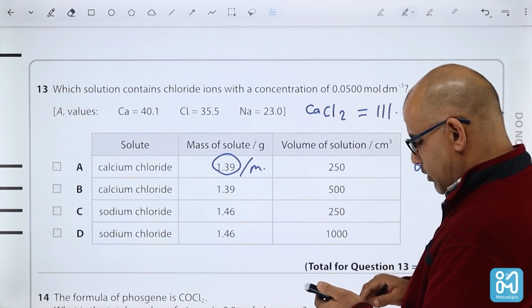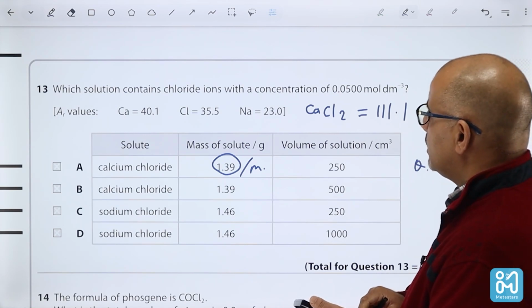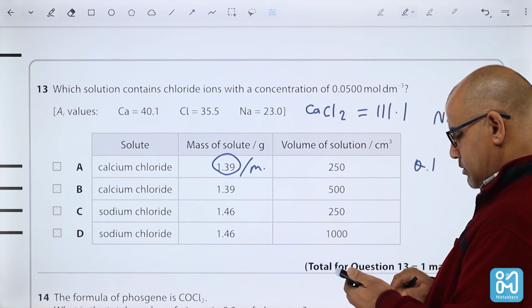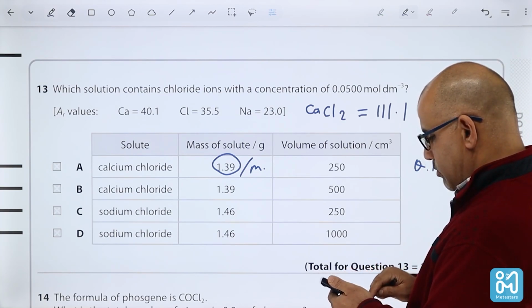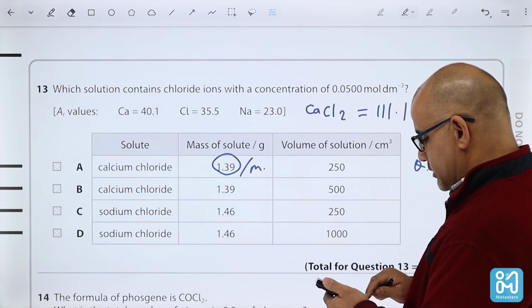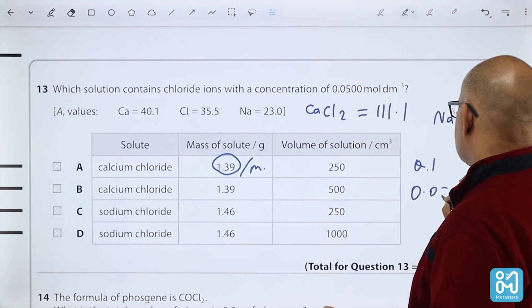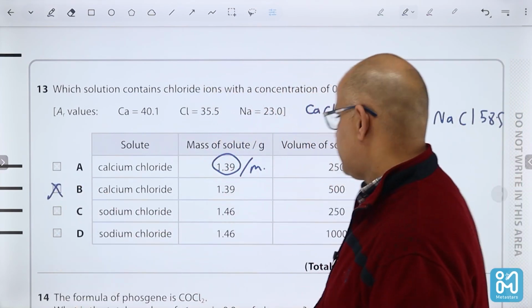So it is 1.39 over 111.1. That's the number of moles, times 2 because there are two chloride ions, over 0.5. So this one will give us 0.5. So that's the correct answer.